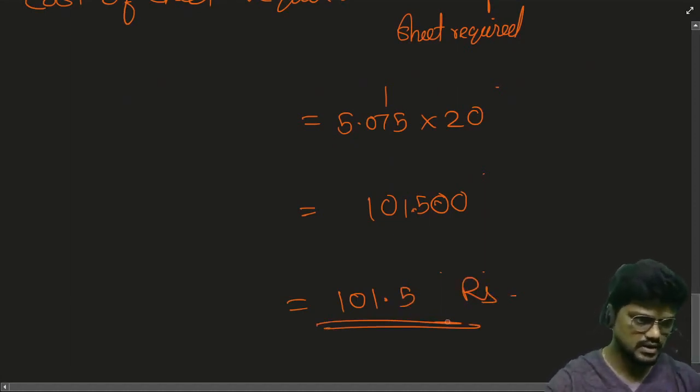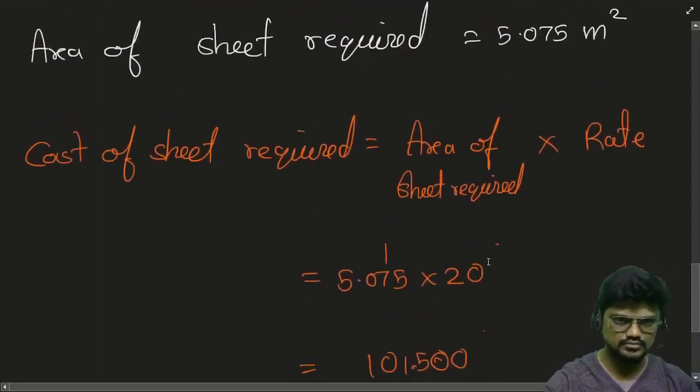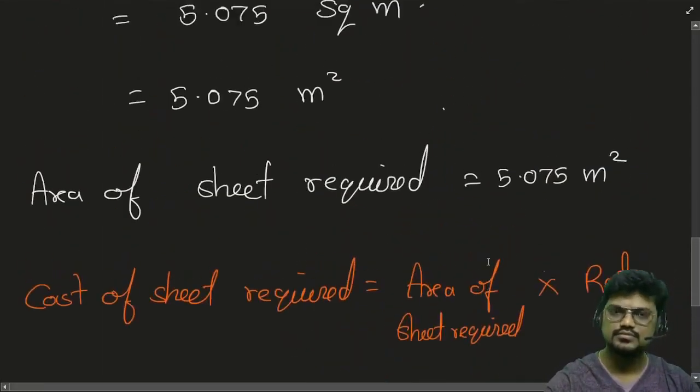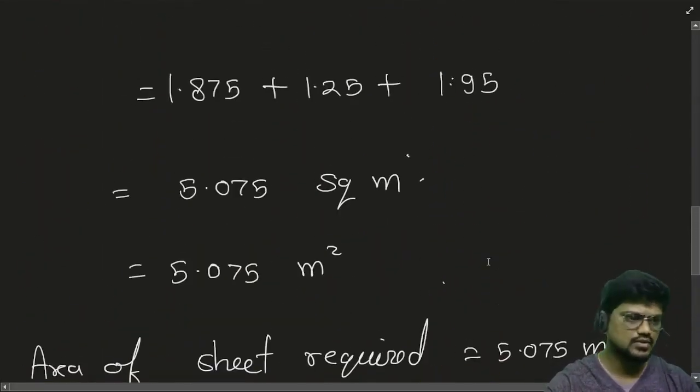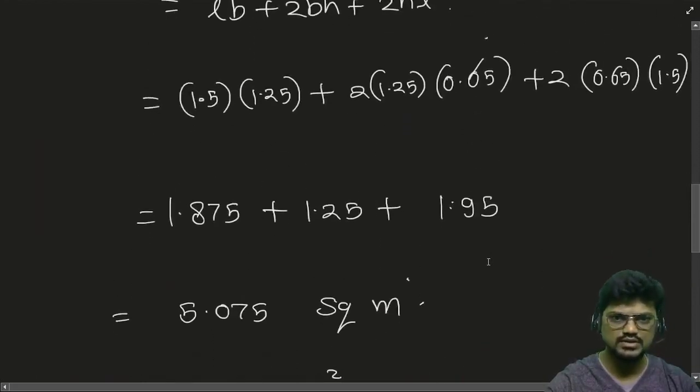Understood? Sir, yeah. I'm getting 5.45 meters square. You're getting 5.45 in the first question. Oh, wait. Is there anything wrong in this?